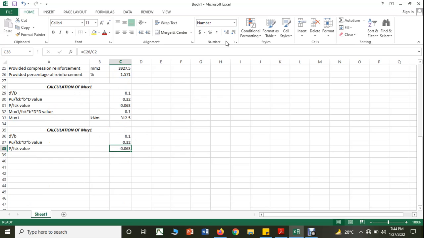Now corresponding chart, d dash by b value, Pu by fck bd value, p by fck, and corresponding chart here again same. You are supposed to find out Muy1 by fck bd square value. I can copy this, but there will be a small change. I have to make this as y, and I have to make this as d, and I have to make this as b.